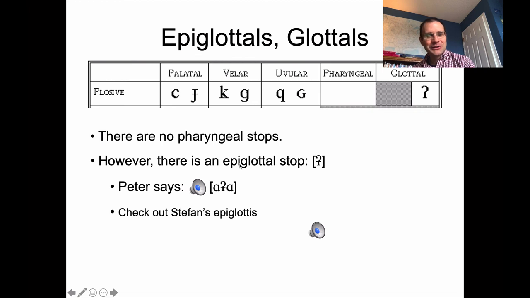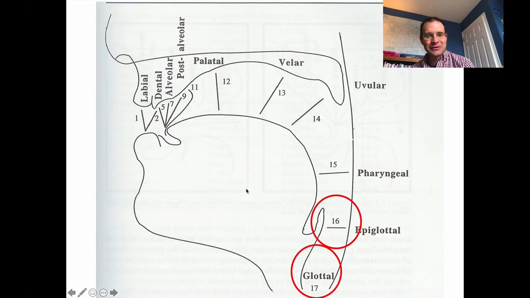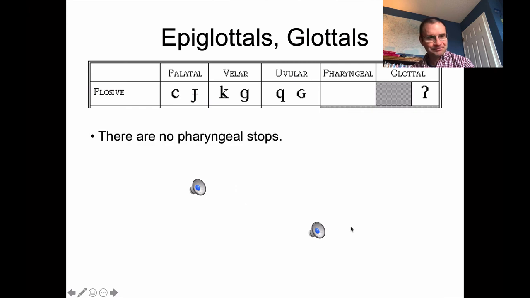And this is the point at which you can start to think about strangling yourself with your own tongue, I guess, because you are making a closure with the root of your tongue, with the epiglottis at this spot way back there.